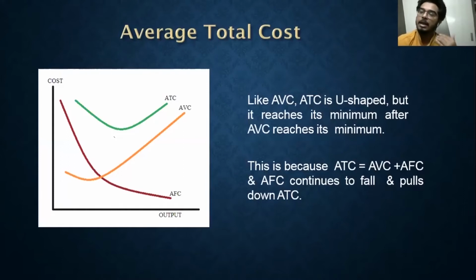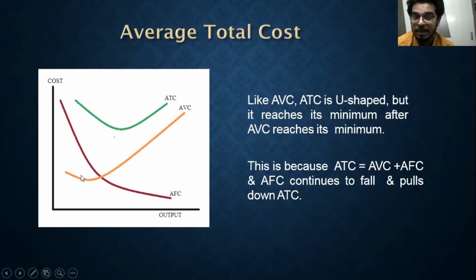Now, like average variable cost, my average total cost is also U-shaped, but it reaches its minimum after AVC, average variable cost, reaches its minimum. Over here, you can see average total cost's minimum point is being reached later as compared to the minimum point of average variable cost. And this is my average fixed cost. This gap is shown by this one.